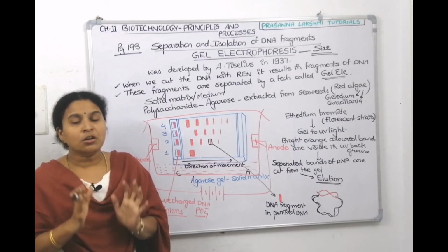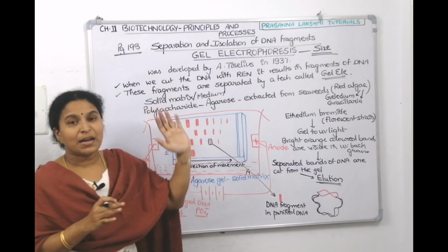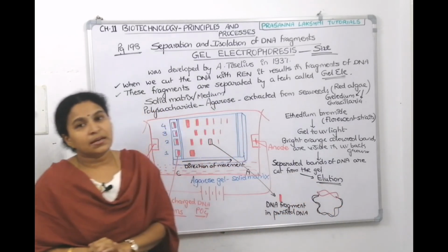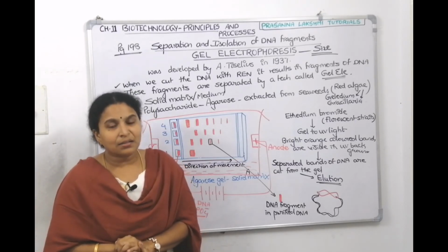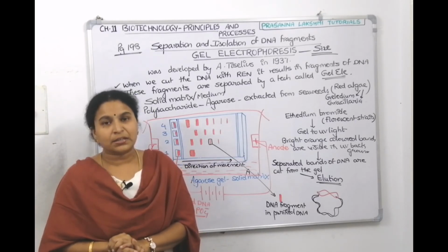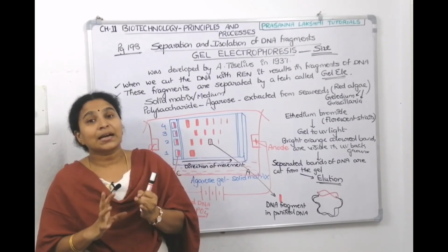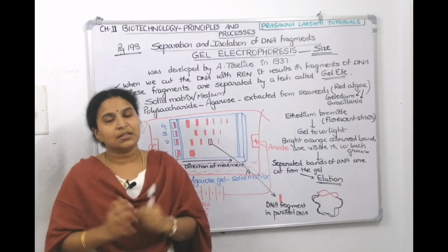Hope in this lecture you clearly understood the separation and isolation of DNA fragments and how to obtain a recombinant vector. In the next session, we will talk about cloning vectors. What are the characteristics of cloning vectors? How did two scientists called Bolivar and Rodriguez construct an artificial plasmid? All that we will discuss in the next class.